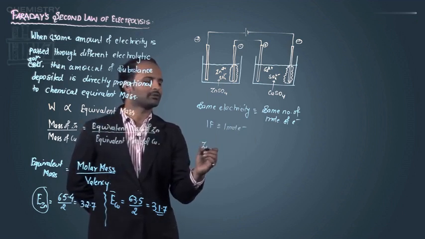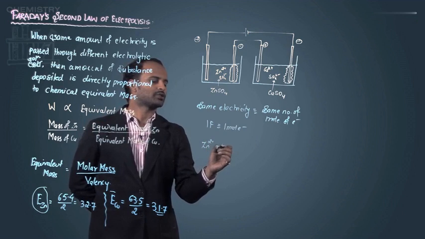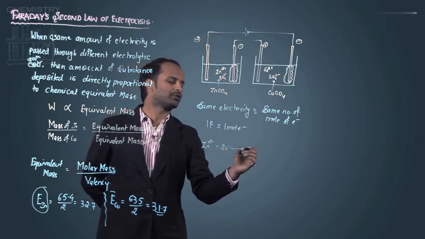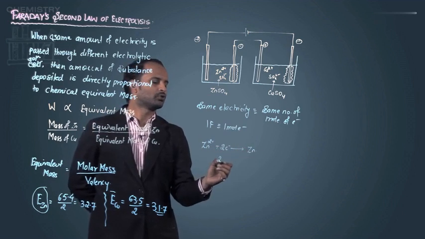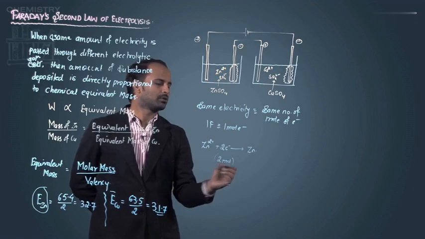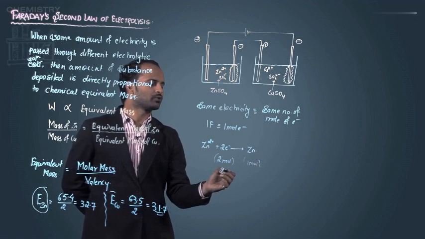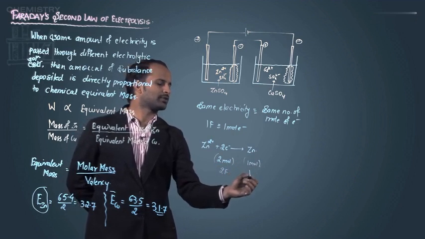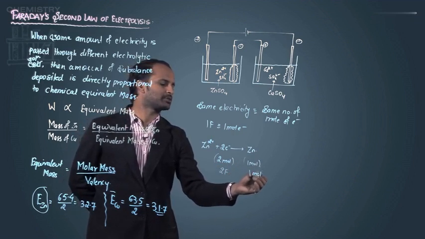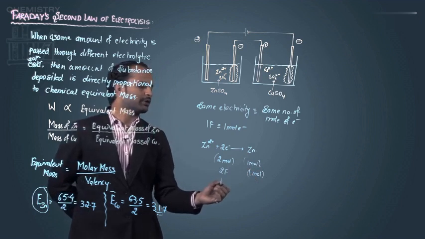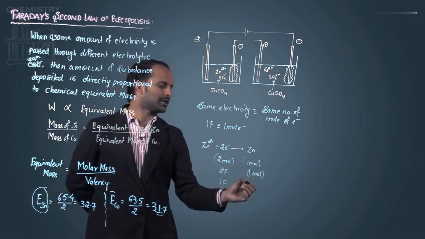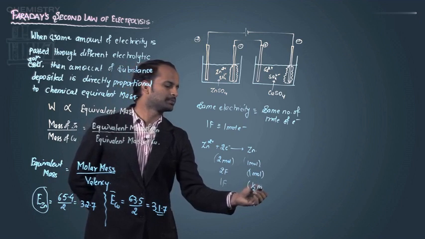Here the zinc has a +2 charge. So the reaction will be Zn2+ plus 2 electrons forms 1 mole of zinc. So 2 moles of electrons produce 1 mole of zinc. That means if I am passing 2 Faraday of electricity, it will deposit 1 mole of zinc. And so if I am passing 1 Faraday of electricity, it is going to be half a mole.